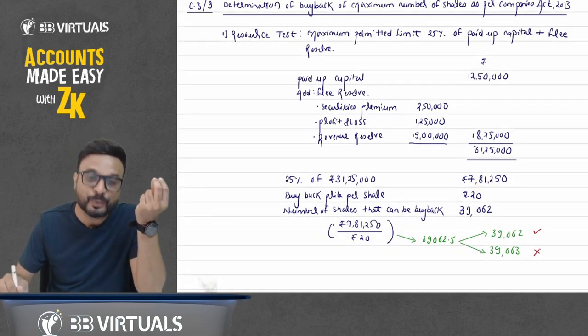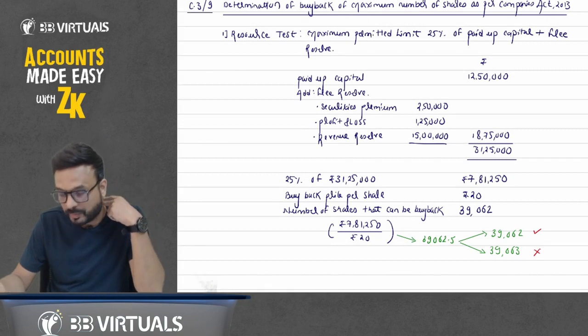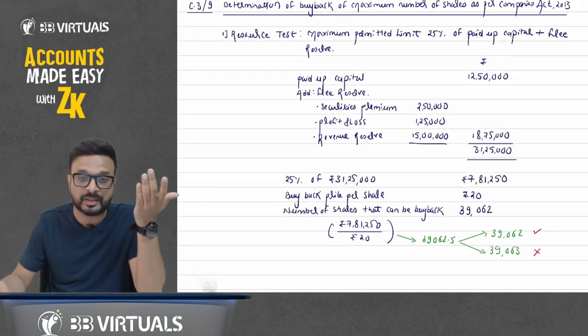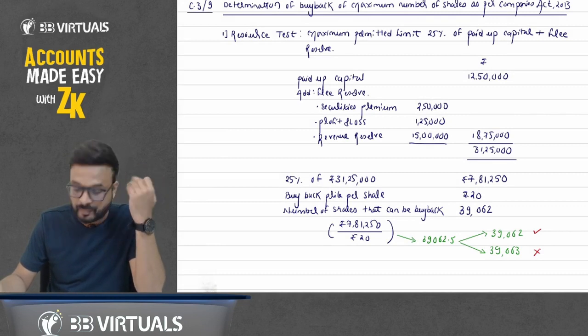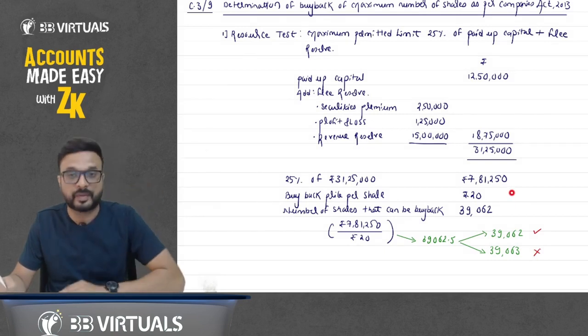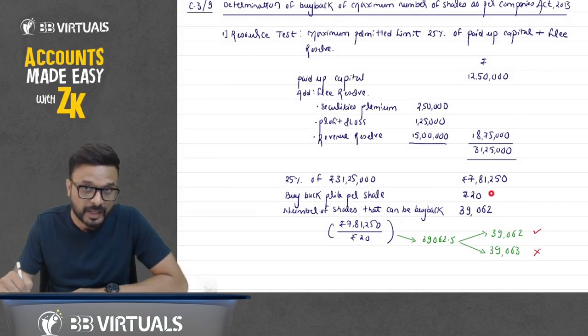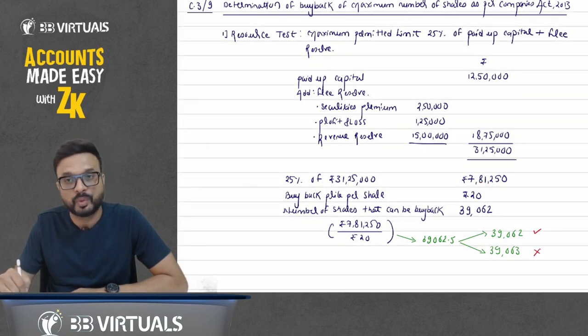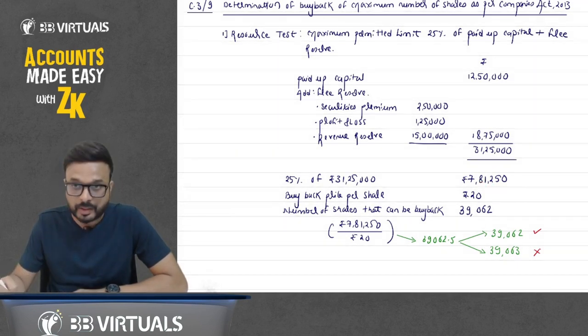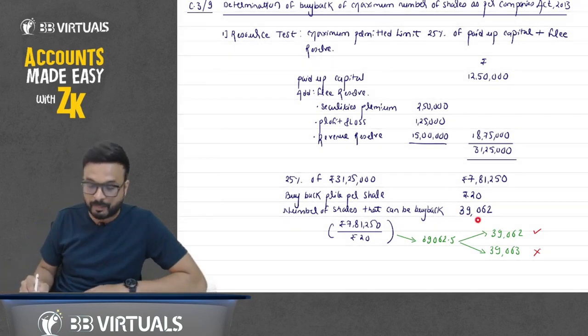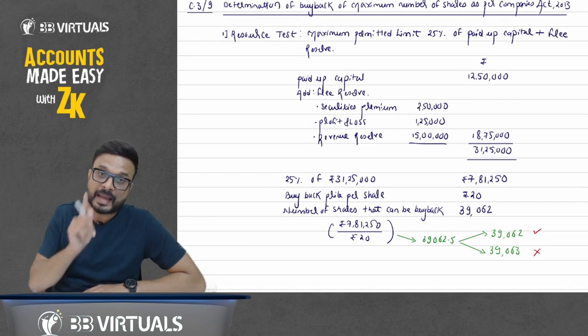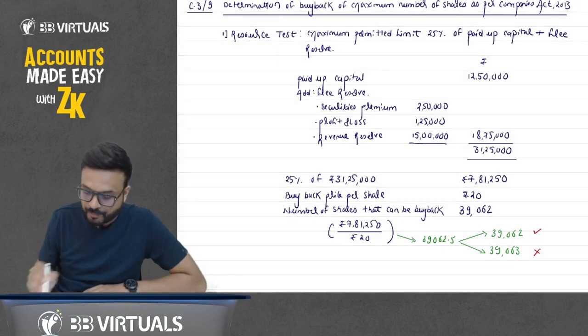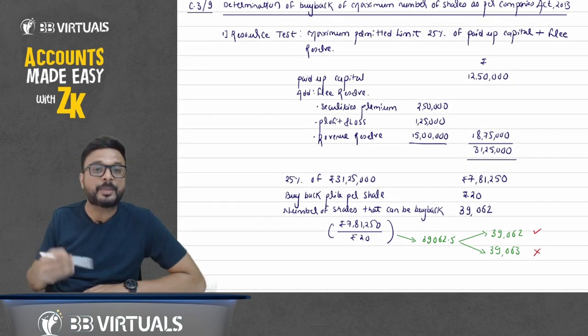But the maximum amount that we can utilize is 7,81,250. So what happened if you round it off to 63? An amount of 7,81,260 will come. So this is a violation of the first condition. The maximum amount that we can utilize is 7,81,250. So don't round 39,062.5 to 63. Take it as 62 only. So the maximum number of shares that we can buy back as per the first condition, the resource test, is 39,062.